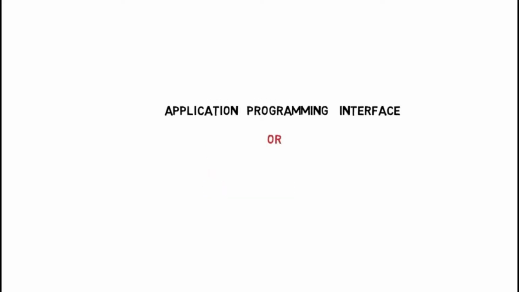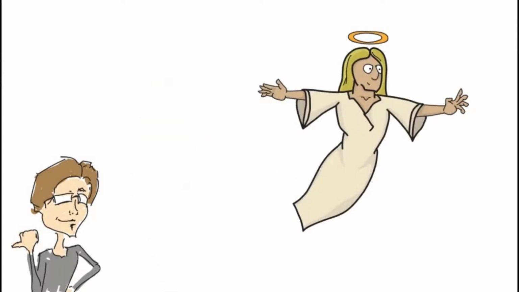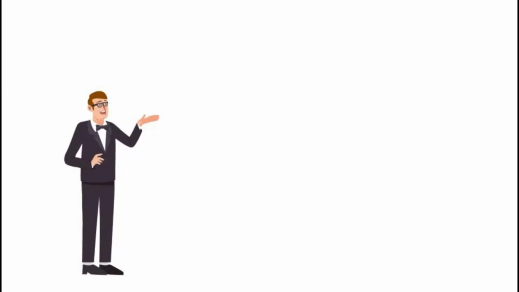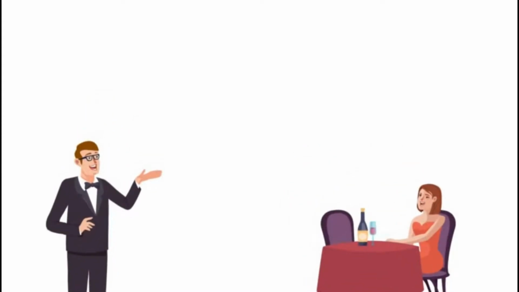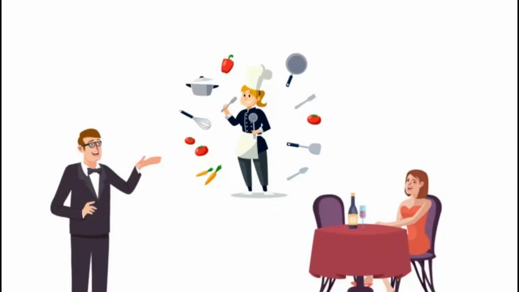Application Programming Interface, or API, is the messenger that takes requests and tells the system what you want to do, and then returns that response back to you. To give you a familiar example, think of a waiter in a restaurant. Imagine you are sitting at the table with a menu of choices to order from, and the kitchen is the part of the system which will prepare your order.